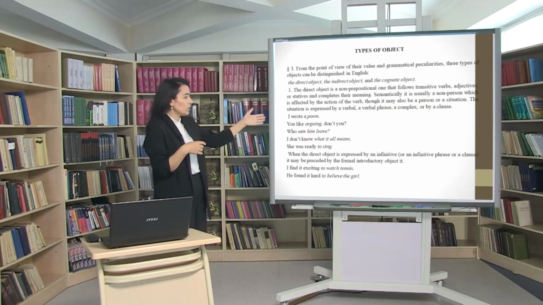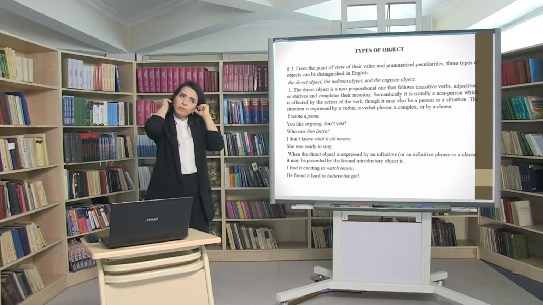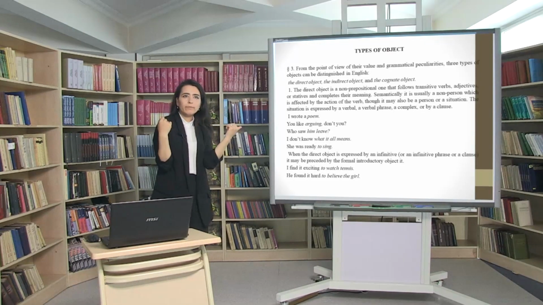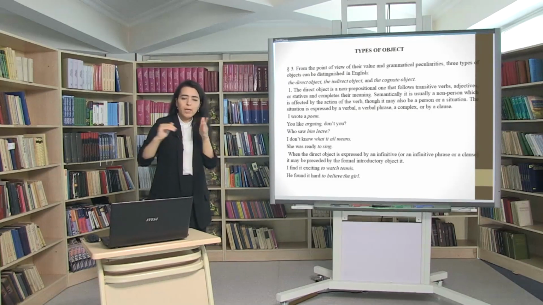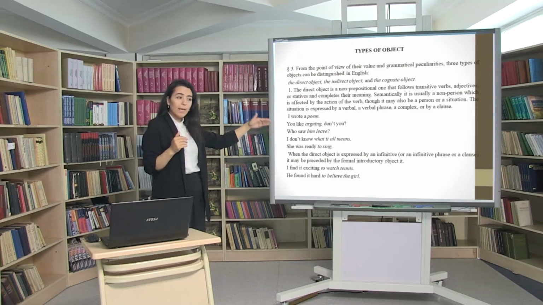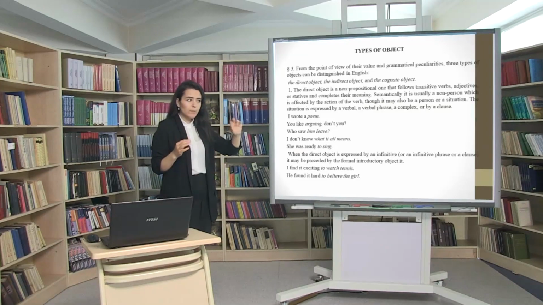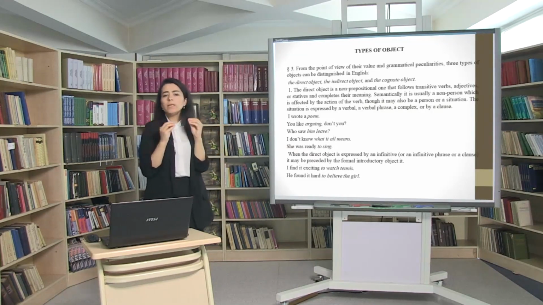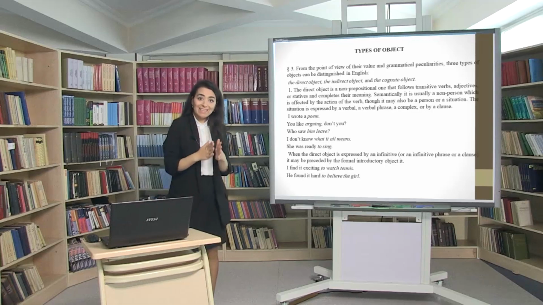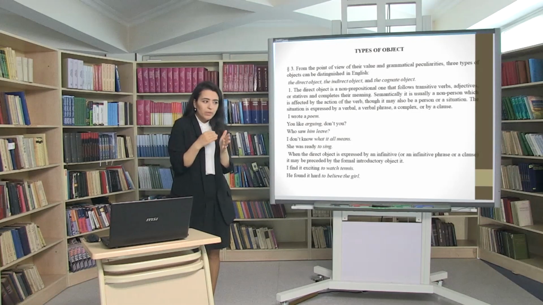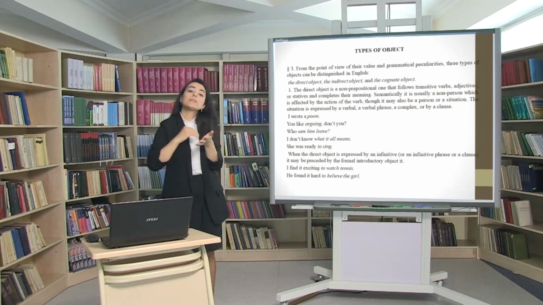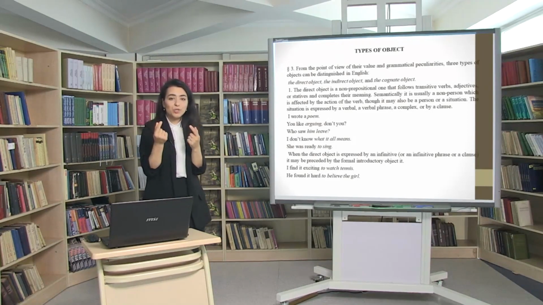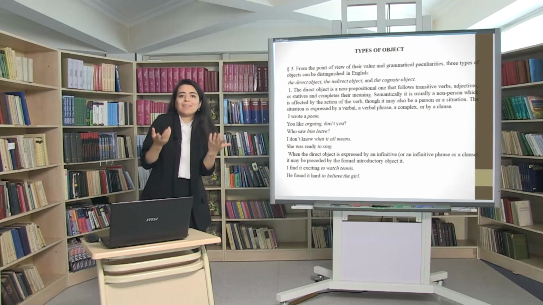The next one, who saw him leave? Okay, I saw him leave. What did I see? Him leave. And in this sentence, this is a complex object, and this is the direct object, because a direct object is that on which we do any action. This is an object on which we do this action.